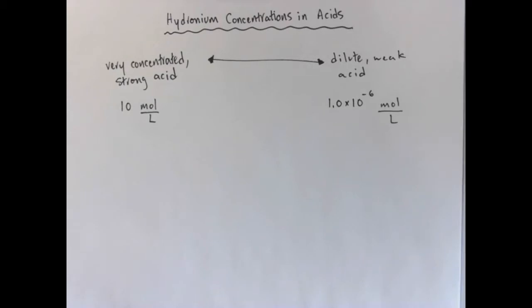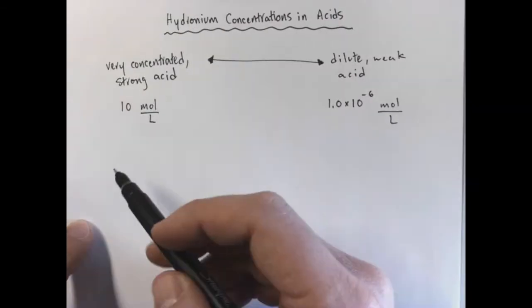Acids can have varying concentrations. They can be very concentrated, strong acids, and you might see concentrations that are greater than 1 mole per liter. They could even get higher concentrations like that. Hydrochloric acid can have concentrations of up to 12 moles per liter. Sulfuric acid can be as concentrated as 18 moles per liter. So those are quite high concentrations for acids.